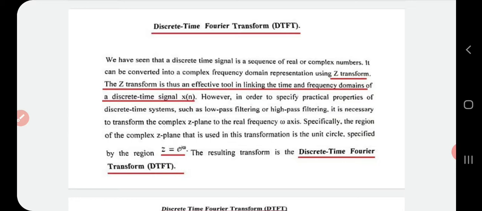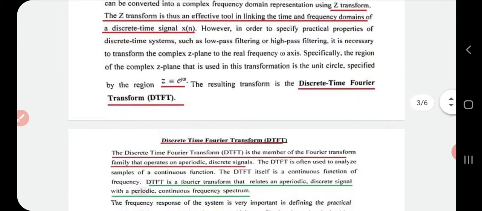Now, discrete time systems have certain properties like low pass filtering and high pass filtering. So, it is necessary to transform this complex Z plane to real frequency axis for specifying each of these properties like low pass filtering and high pass filtering. Now, for this transformation, the region of complex Z plane that we use is a unit circle given by Z equal to e raised to j omega. And the resulting transform is called DTFT or discrete time Fourier transform. So that is the definition of DTFT.